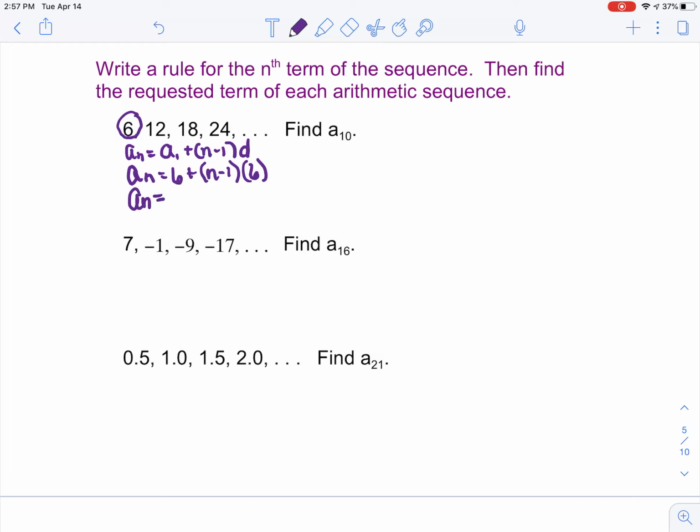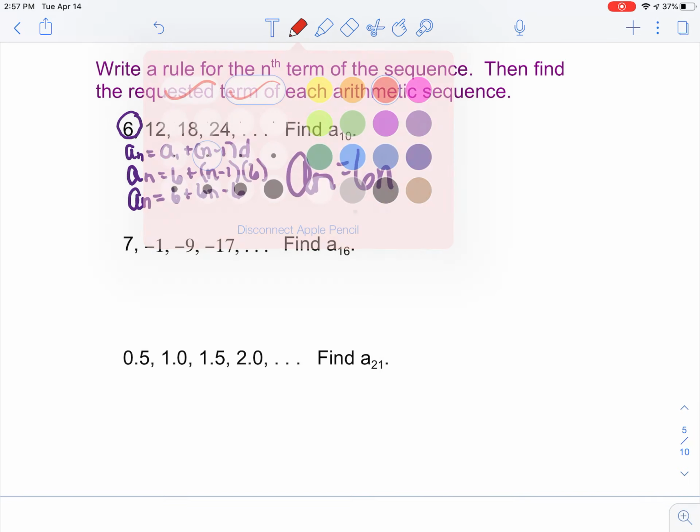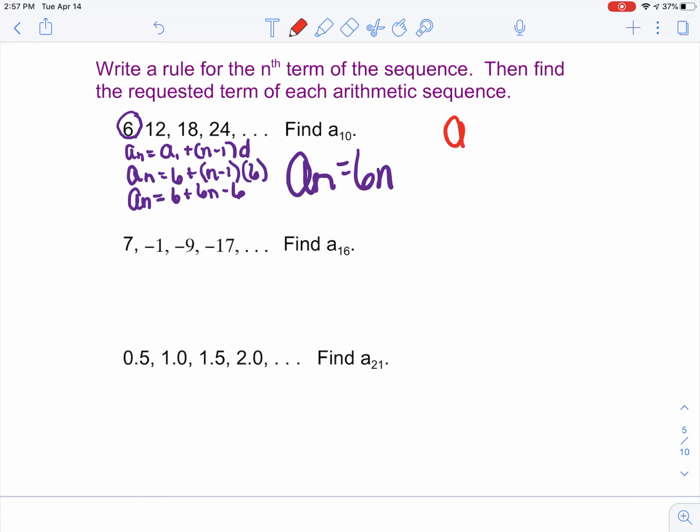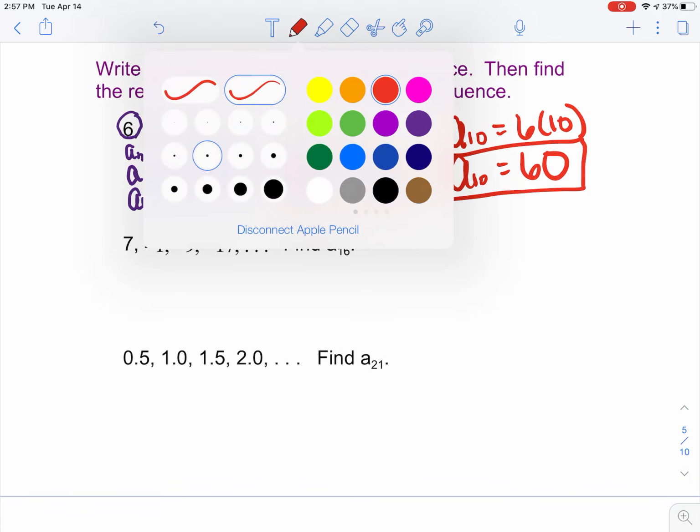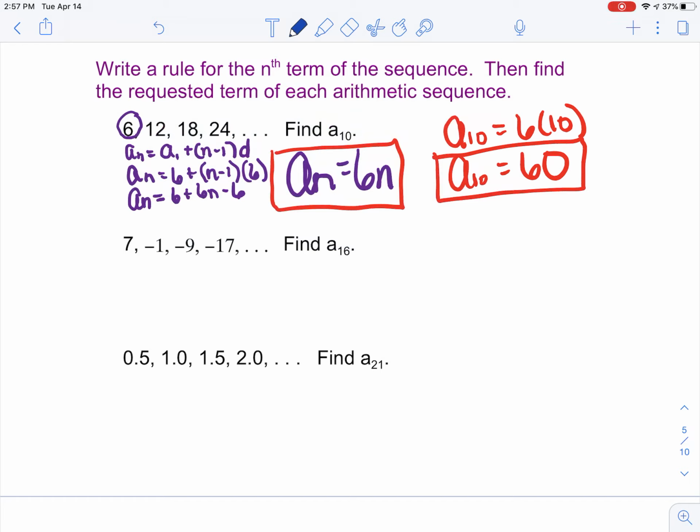Now, let's work that out. A sub n equals 6 plus 6n minus 6. So A sub n equals 6n. There's my rule. Now I can find whatever term I want. A sub 10 is going to be 6 times 10. So A sub 10 turns out to be 60. So here's my rule, and here is the 10th term in that sequence. All right, let's do the next one.